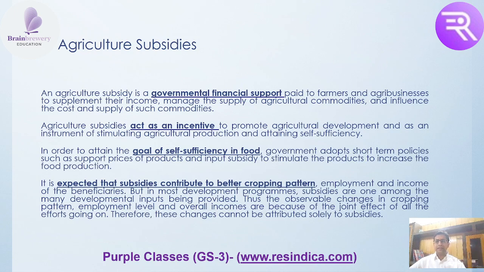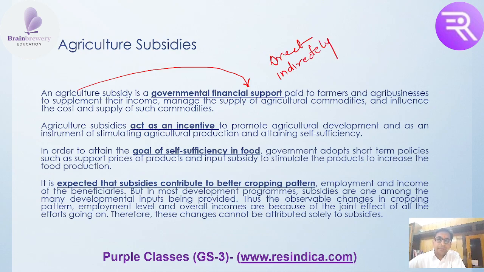Now if we see in the larger sense, whenever we say that we wanted to do something, why are we doing that? We come to know that agriculture subsidy is government financial support. The government is supporting the farmer or agriculture businesses, whichever way they wanted to, by direct supporting or by indirect supporting. So we call it either you are supporting directly or you are supporting indirectly, right?